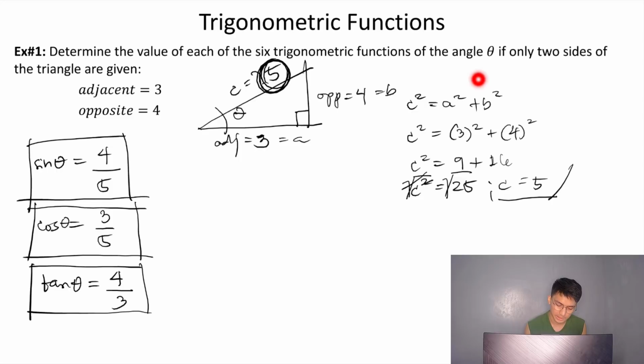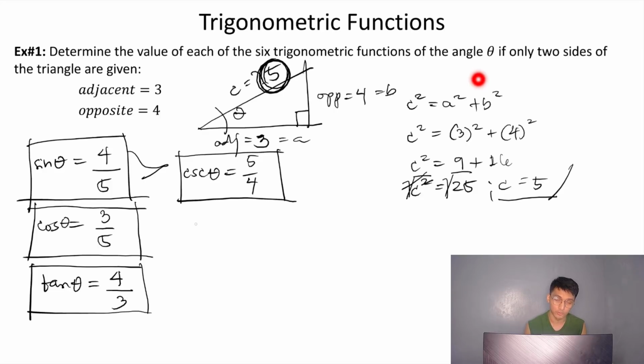Next, for the cosecant theta, we have reverse lang ng sine theta. Ibig sabihin, pwede nating baliktarin na lang to. Ilalagay natin dito as 5 over 4. Next, for secant theta. Secant theta is a reverse function of cosine theta. So, therefore, we can write the value as 5 over 3 na lang. Galing dito. But, binaliktad lang natin.